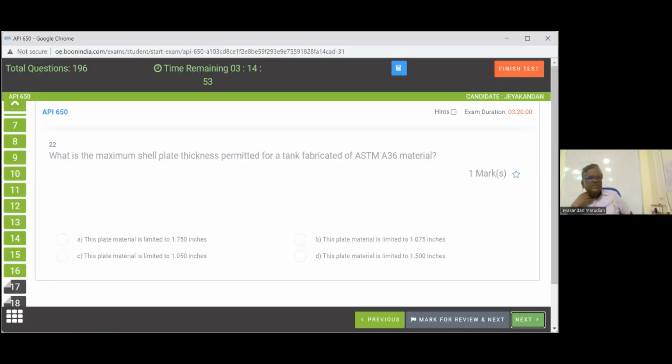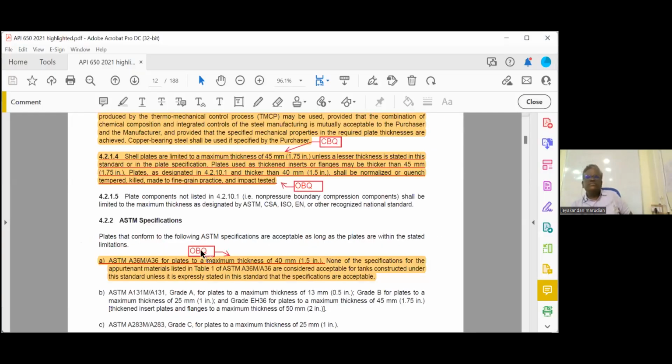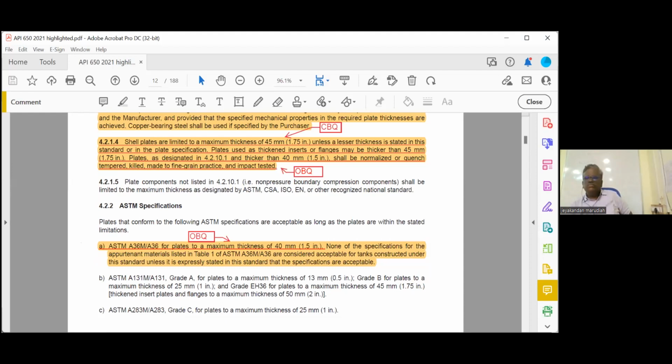What is the maximum shell plate thickness permitted for a tank? Yes, 36. What is the maximum? 1.5 inches. That is the answer. Where it is given here: 36, 1.5 inches. Next question.